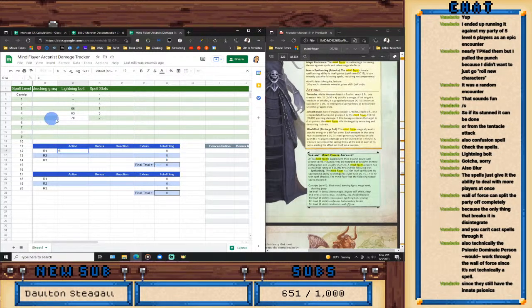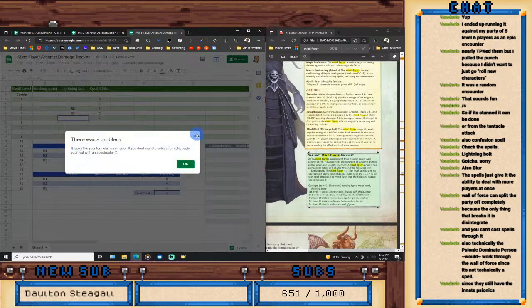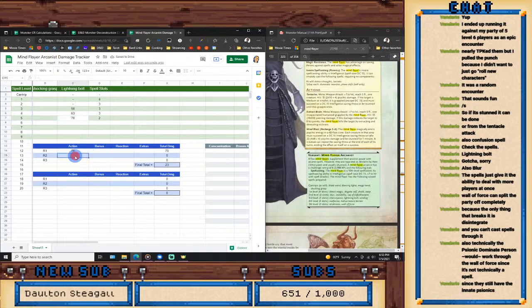So our spells would be like so. Oops, what did I do here? Round 2 would also be Lightning Bolt at 5th level, and then round 3 would be Lightning Bolt at 4th level, just for the sake of having it out there. What else are you saying here?